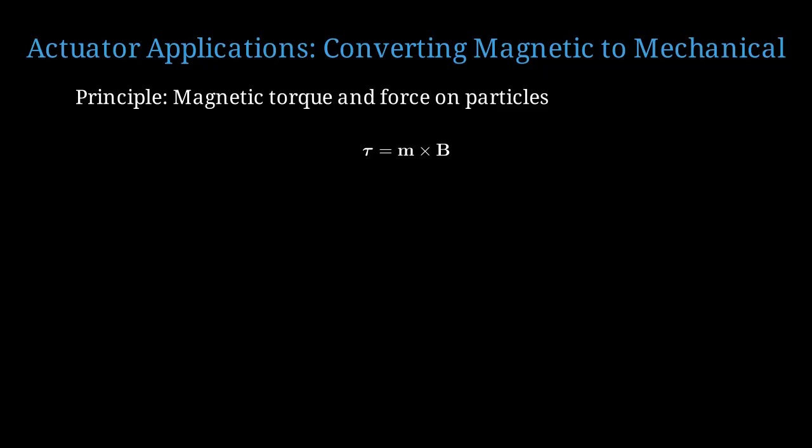The magnetic torque tau equals the magnetic moment m cross the magnetic field B. This torque rotates the particle to align with the field. The magnetic force F equals the gradient of m dot B. Field gradients create translational forces that move particles.